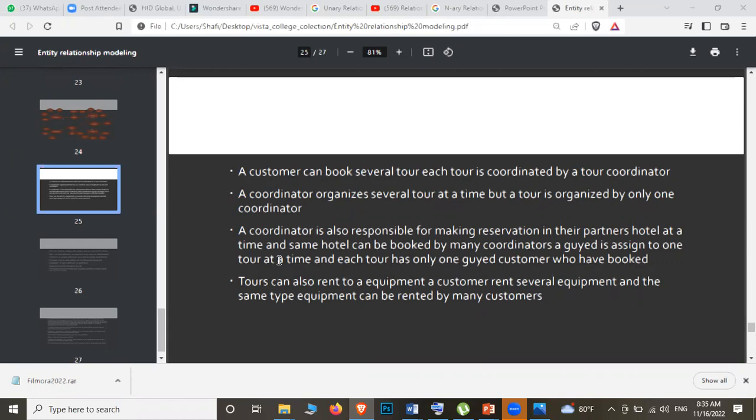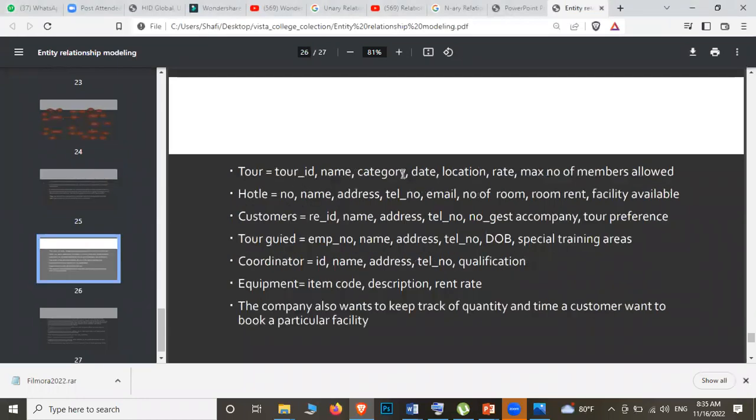Now I want a bag, and someone else on another tour also needs a bag, let's think. Then the same equipments can be ordered by several tours or several clients or customers. Understood? So continuously here, tour is an entity, hotel is an entity, customer is an entity, tour guide is an entity, coordinator is an entity, and then equipments is an entity.